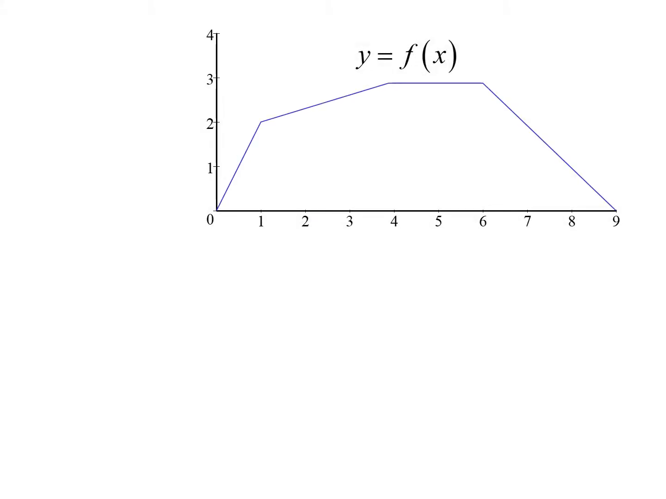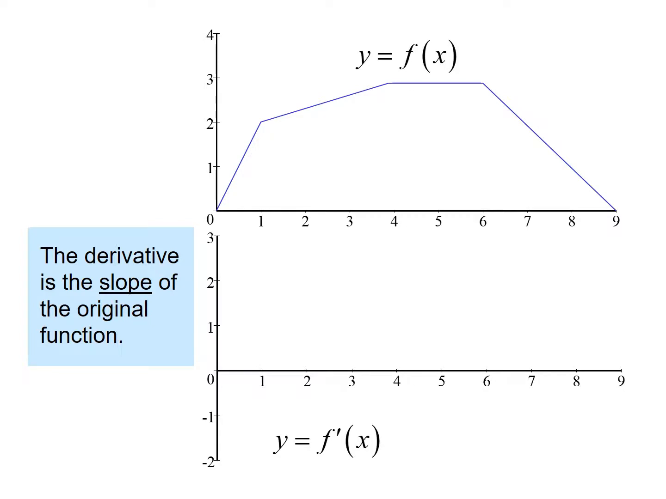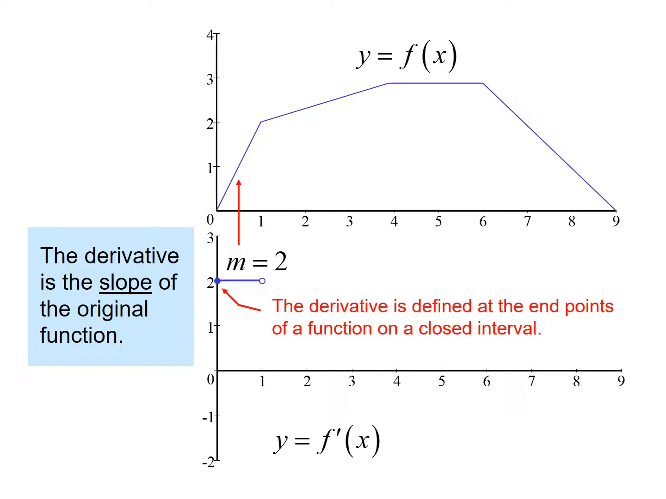Let's take a look at a function y equals f of x. We know that the derivative is the slope of the original function, so we can graph the derivative of f of x. Here's y equals f prime of x. That's the derivative of f with respect to x. From x is 0 to x is 1, slope equals 2, and it stays constant at 2 all the way from 0 to 1. Notice that I filled in the endpoint because just like we talked about with continuity of functions, if we have the endpoint included in our domain, then we will include the endpoint. Same thing with derivatives.